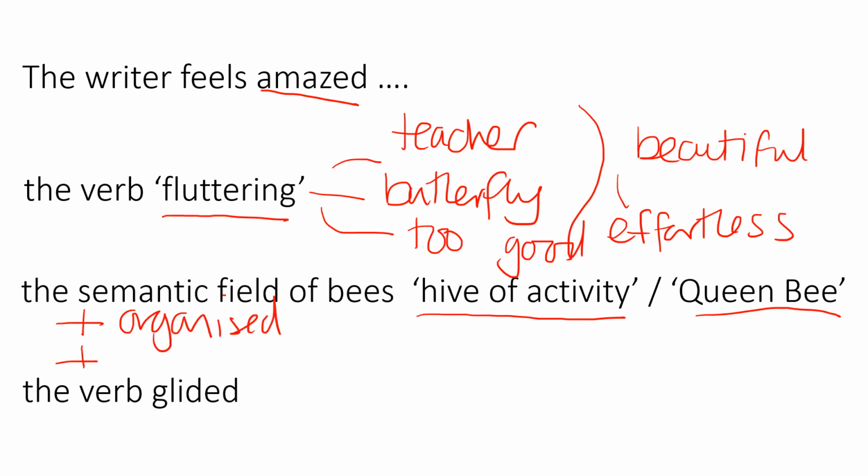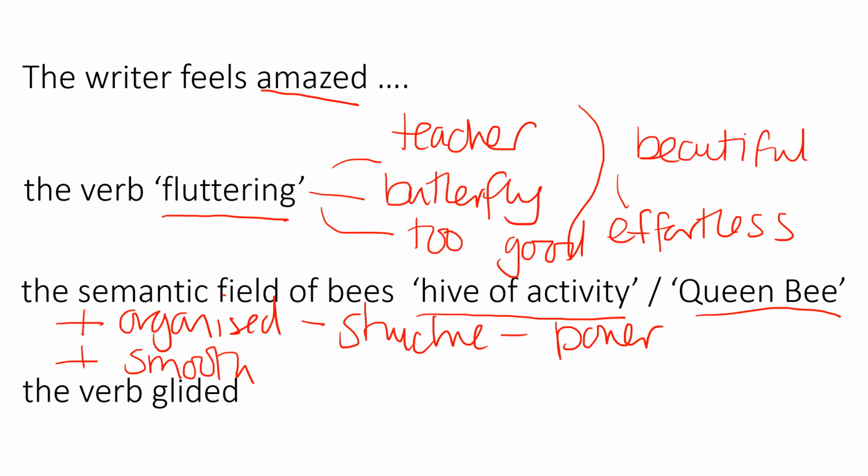And so we get this idea that there's a very clear and good form of structure and a kind of idea about power as well, because you have a queen bee who's in charge and controlling everything, and all the bees are organized. And so there seems to be a smooth running of this whole idea.